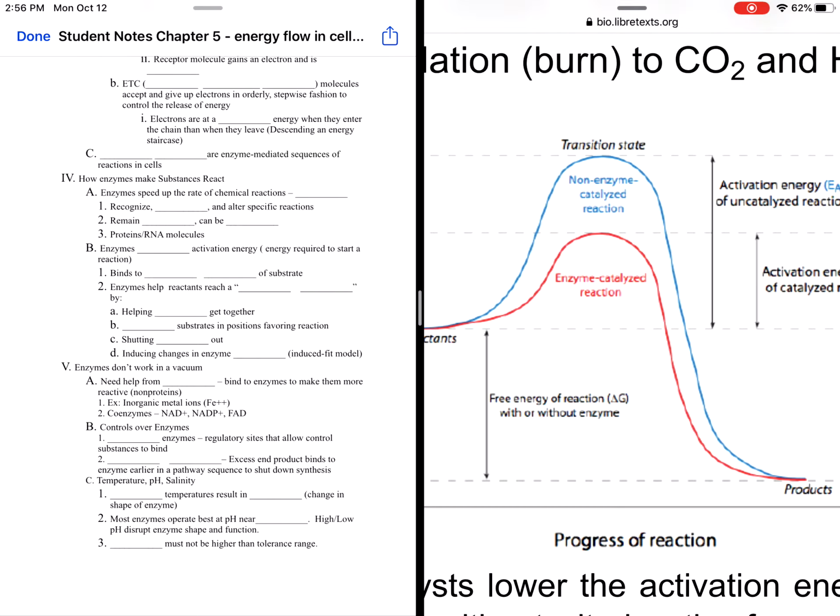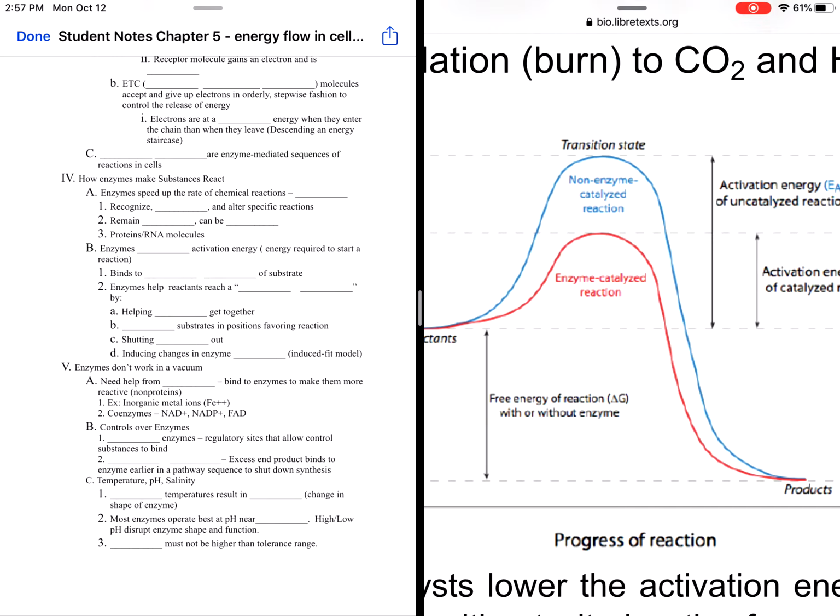There's also controls over enzymes. Enzymes don't just keep working over and over because they're reusable, so they're always present. So how do you shut down a reaction if you don't want it to work anymore, or how do you speed up the reaction if you want it to keep going? So there are different controls that help to cause these enzymes to work the way they should.